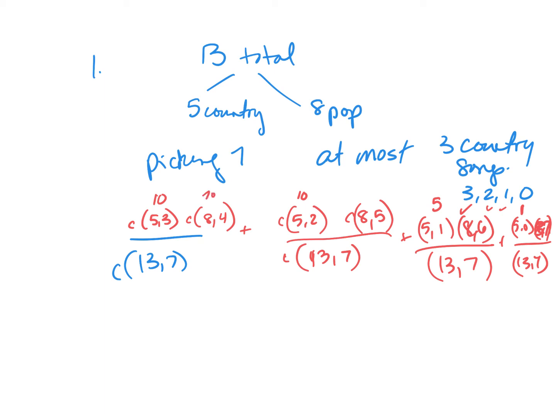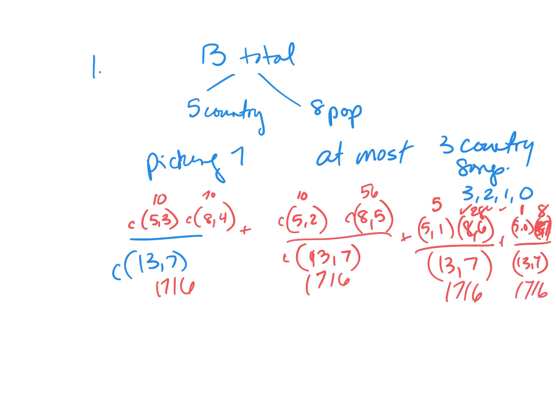So 70. What about 8 nCr 5? 56. And 8 nCr 6? 28. And 8 nCr 7? 8. All right. And now 13 nCr 7. So all of these are over 1716. Do you do that times 4?